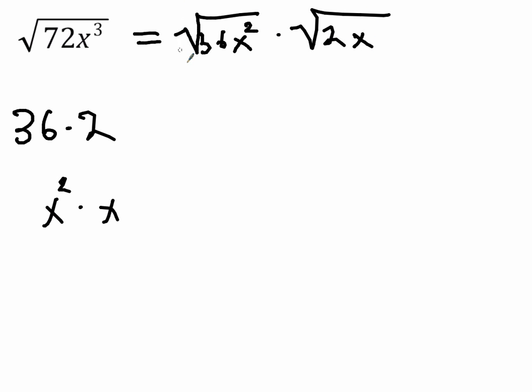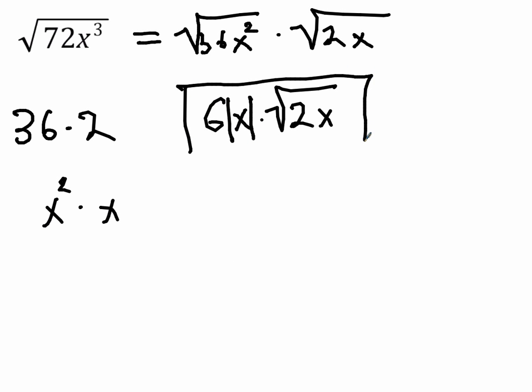And now I can simplify this expression. The square root of 36 is 6, and the square root of x squared is x, times the square root of 2x. Now remember, anytime you take the square root of a number that was raised to an even power, you need the absolute value bars here. So this is 6 times the absolute value of x times the square root of 2x. That's the simplified version of 72 times x cubed, the square root of all that.